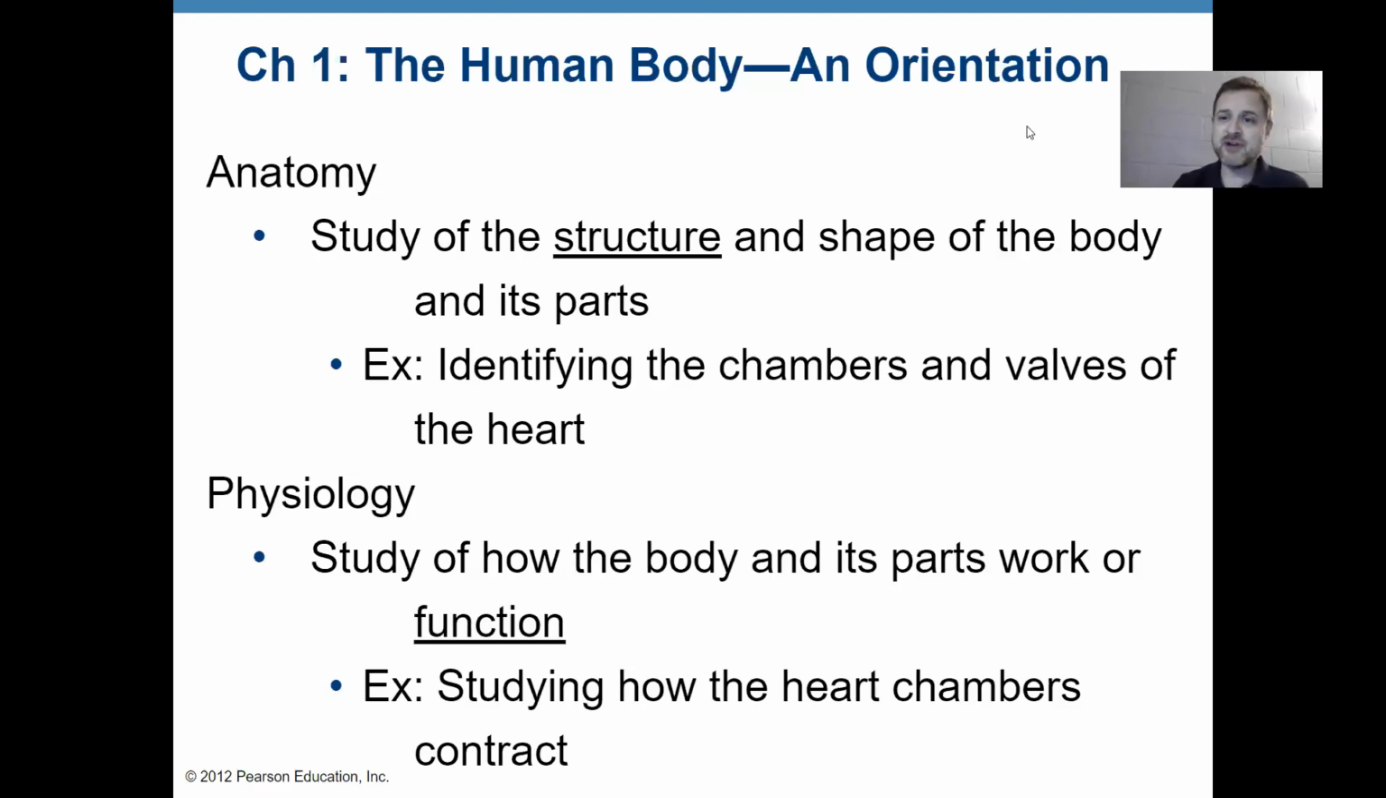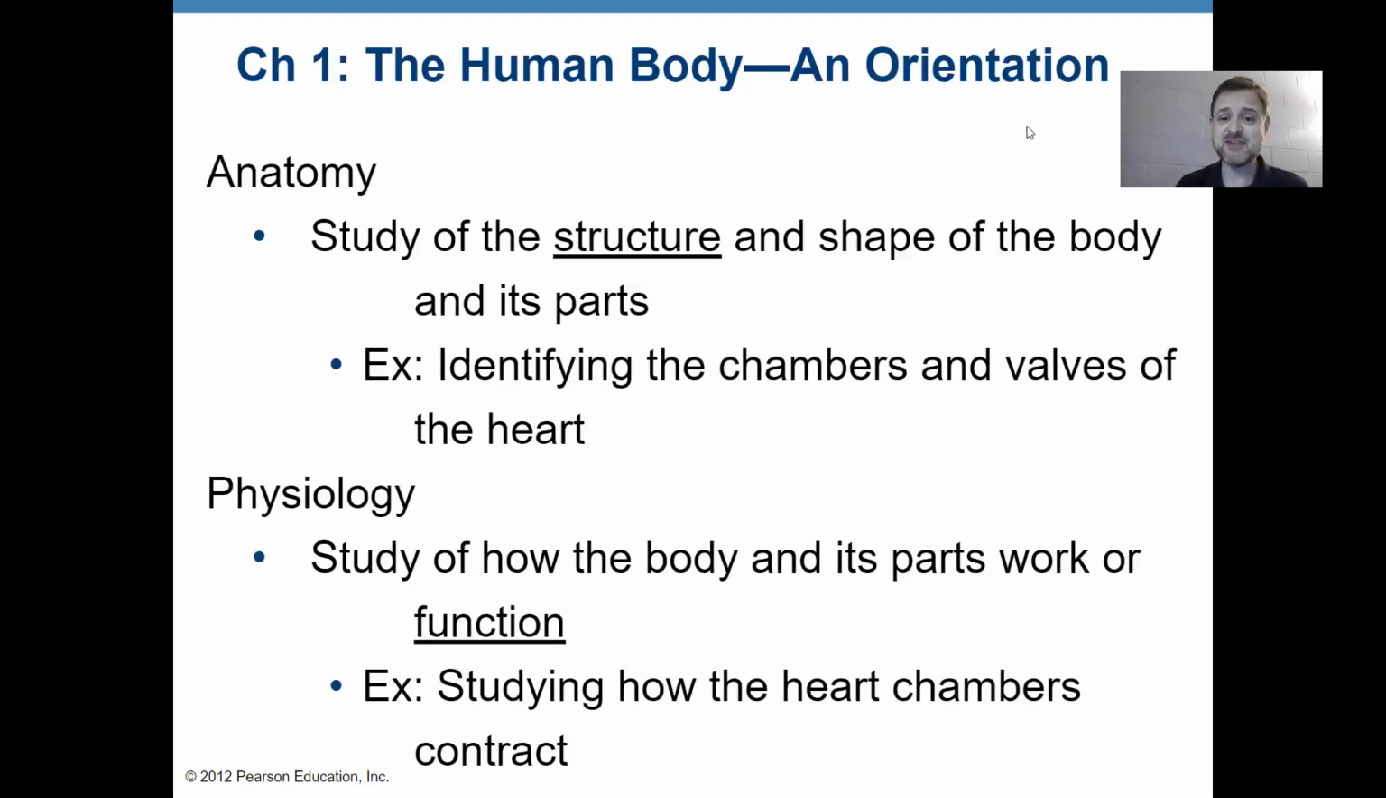So this class is called Anatomy and Physiology. So what's the difference? Anatomy is the study of the shape and structure of the body and its parts. Anatomy itself is lots of memorization. If you are studying the anatomy of the heart, for instance, you might memorize the chambers of the heart, memorize the vessels or the valves in the heart.